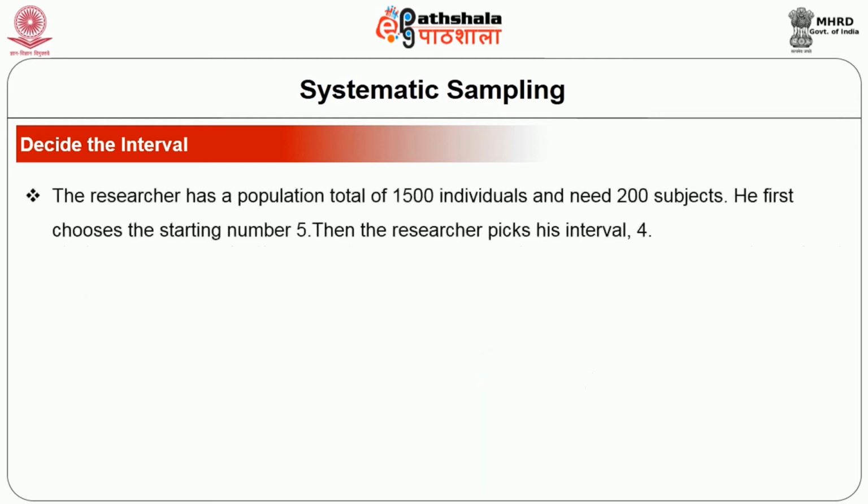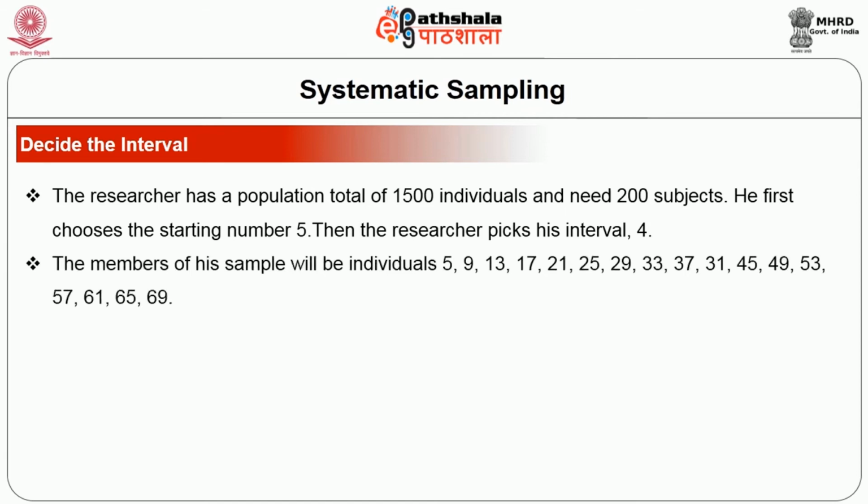For example, the researcher has a population total of 1500 individuals and needs 200 subjects. He first chooses the starting number 5. Then the researcher picks his interval 4. The members of this sample will be individuals 5, 9, 13, 37, 49, 61, 69, etc.